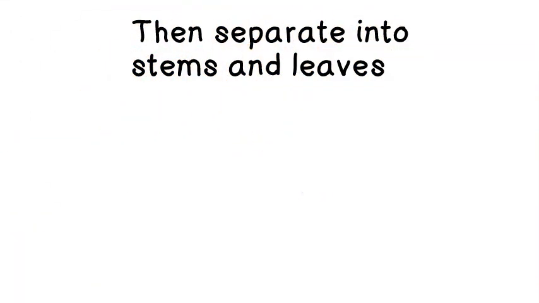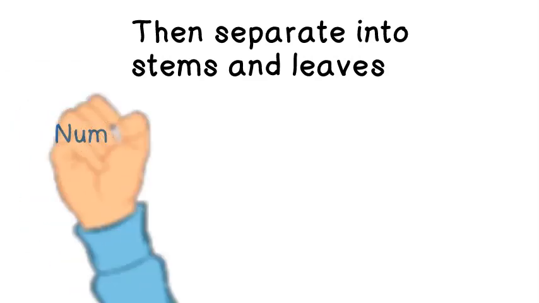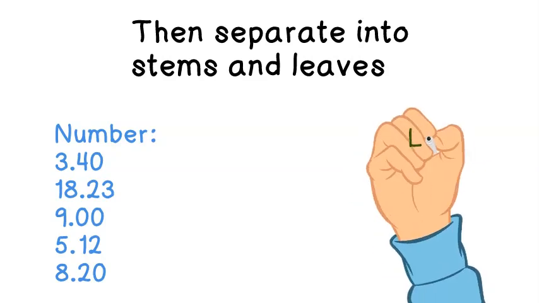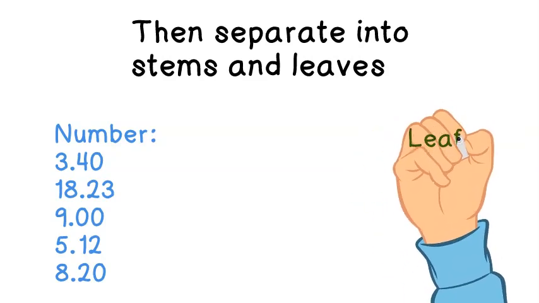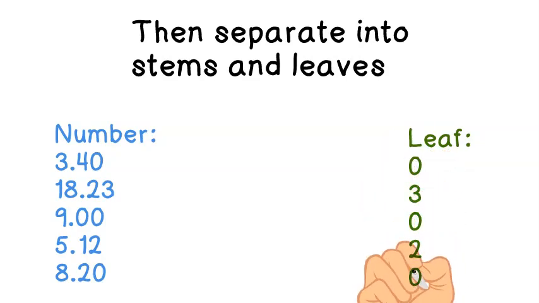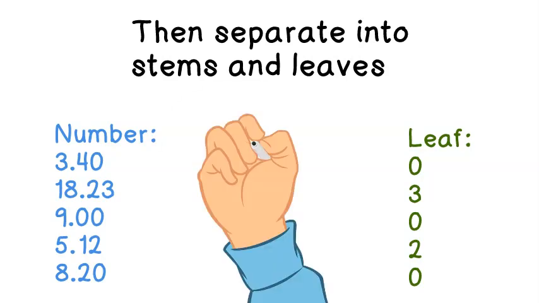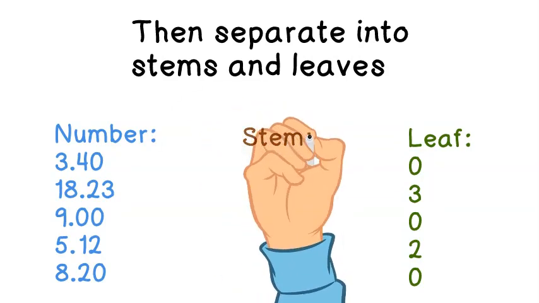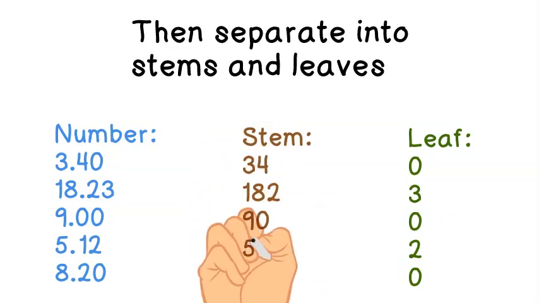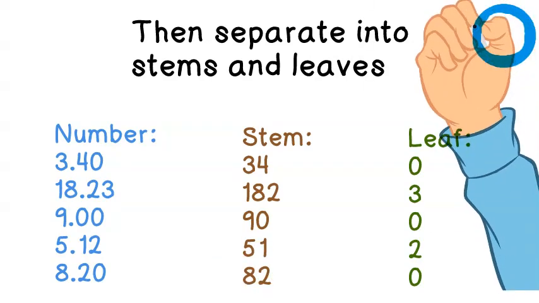Now we need to separate these into stems and leaves. So here's our numbers that we had before. And now we're going to find the leaf. So the leaves are 0, 3, 0, 2, and 0, because those are the last digits of those numbers. And then the stems are 34, 182, 90, 51, and 82, because that's the rest of the numbers without the decimal point.